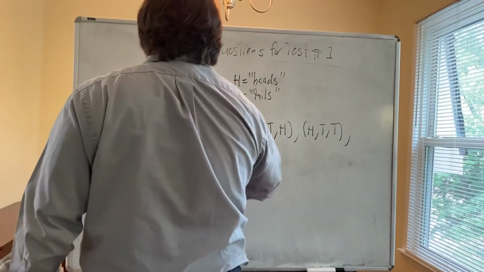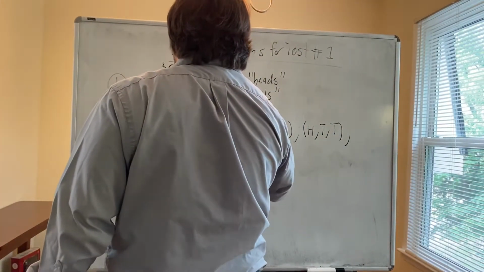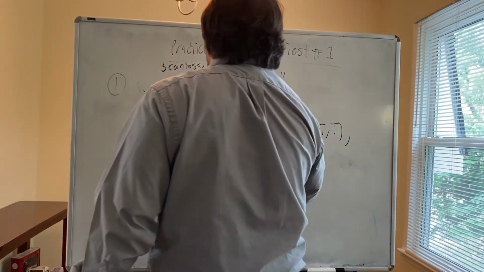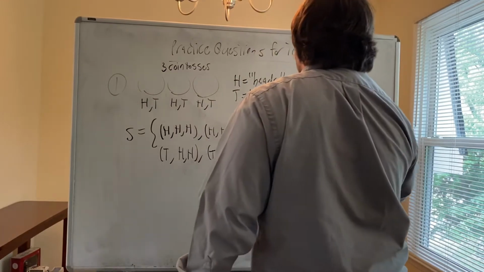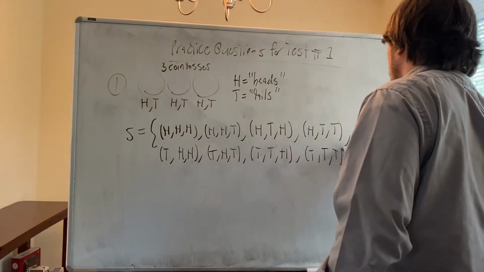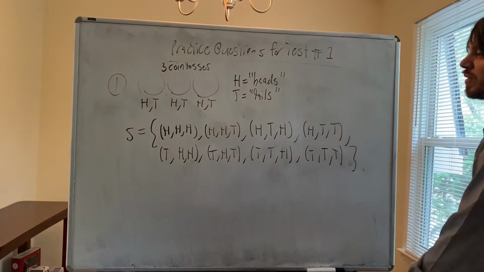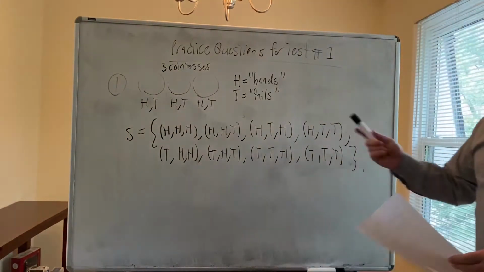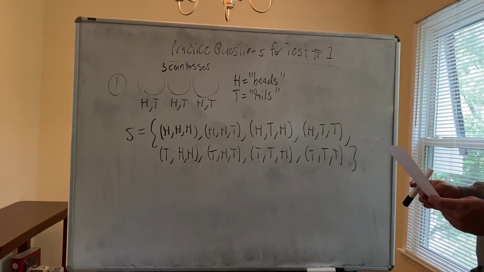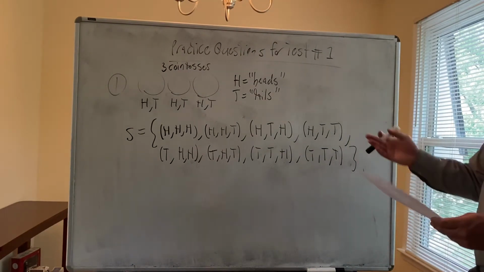Now these are the 4 where tails is the first flip. Tails, heads, heads. Tails, heads, tails. Tails, tails, heads. Tails, tails, tails. Those are the 8 simple outcomes for this experiment, and this is capital S, the sample space for that experiment. So that's number one.